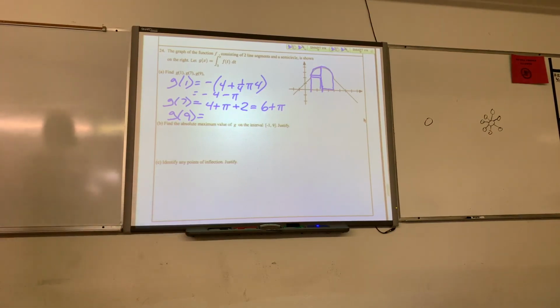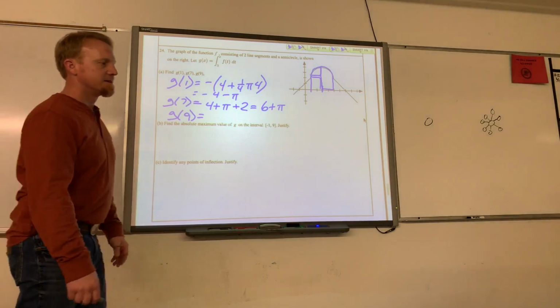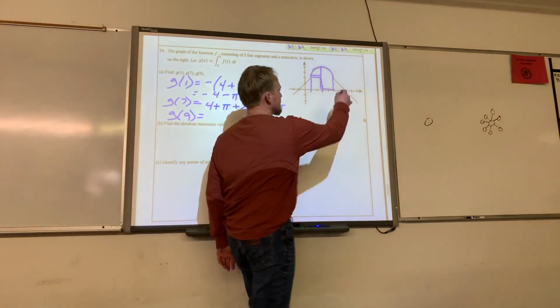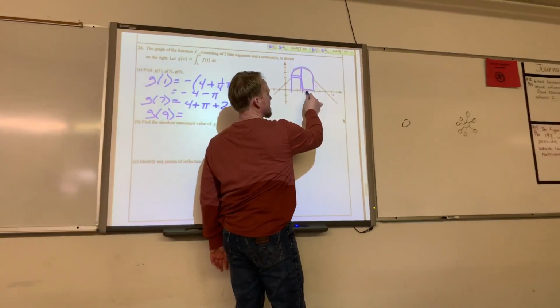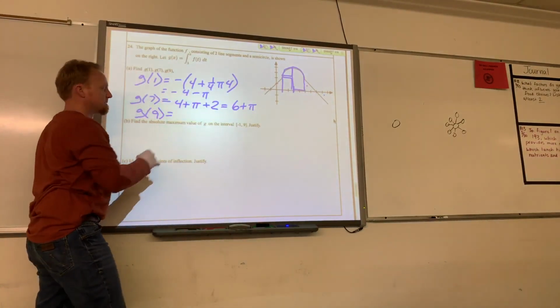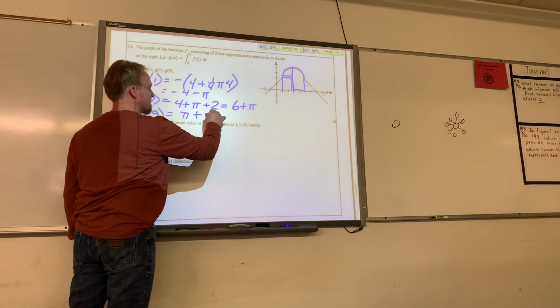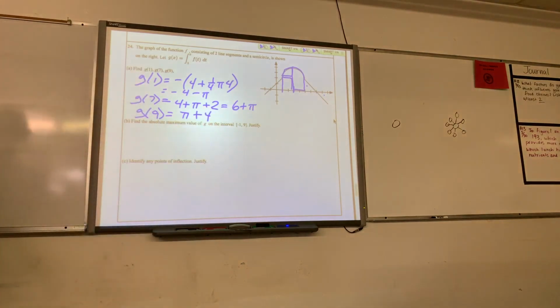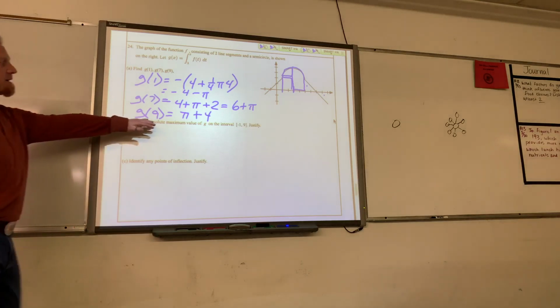G of 5. Why is it the same thing as g of 5, Brady? Because the triangles cancel. Yeah, these two triangles right here cancel out. So all I need to know is how much is this right here. And we know that's equal to pi plus 4, or 4 plus pi, either one. So there's that. Then we want an absolute maximum value of g on the interval.